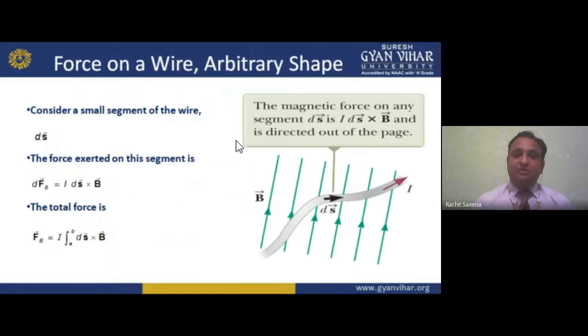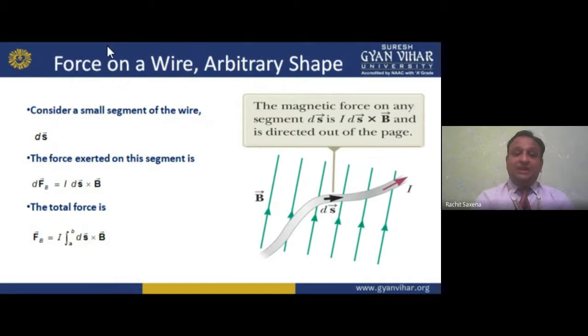Now moving forward, the force on a wire of arbitrary shape. Dear student, I took an arbitrary shape. Arbitrary shape is the shape which is chosen by you, which here is basically chosen by me. It is my choice to make this direction, to make another form of the magnetic field, or with a wire.